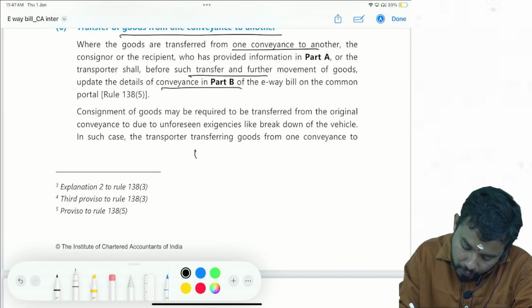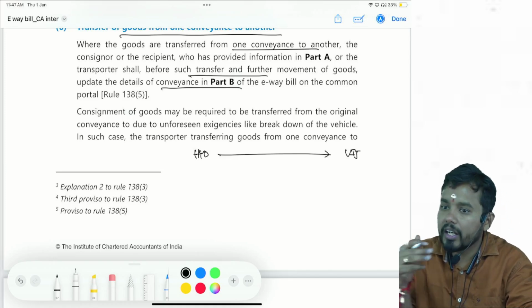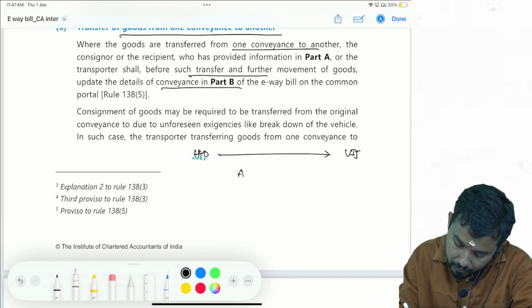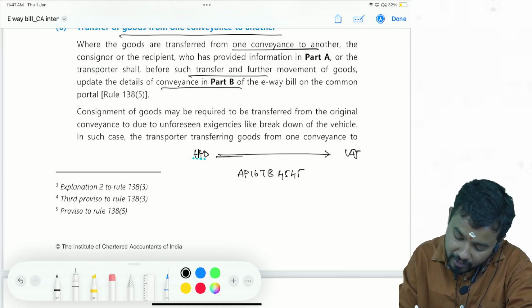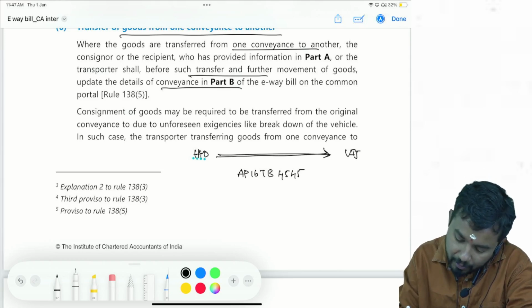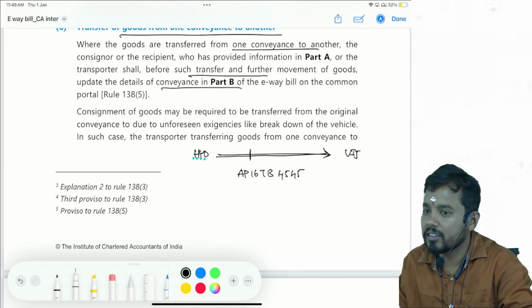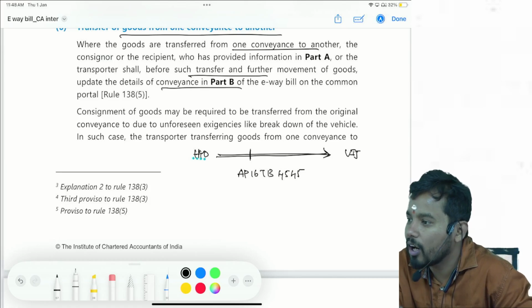you are taking goods from Hyderabad to Vijayawada. Hyderabad to Vijayawada, you are taking the goods. Okay? In a truck called AP 16 TB 4545. Okay, this is the vehicle number. Now you are transferring the goods. In the meantime, somewhere nearby Suryapet, this truck got a breakdown.